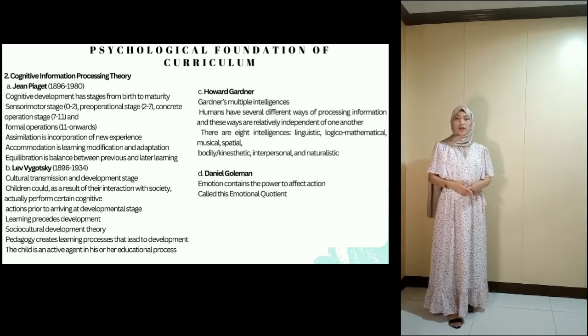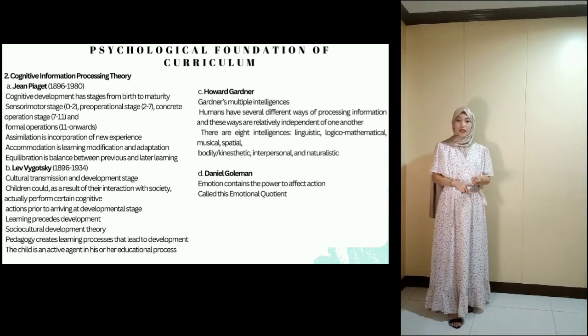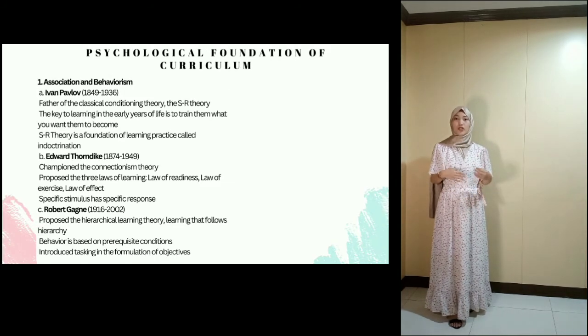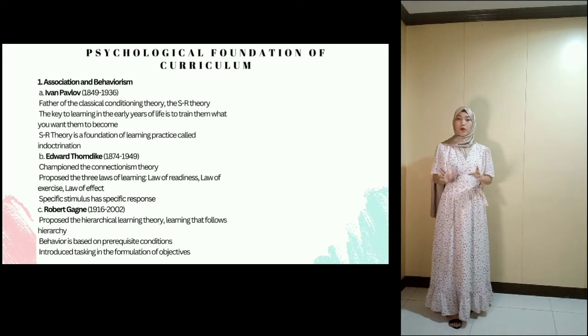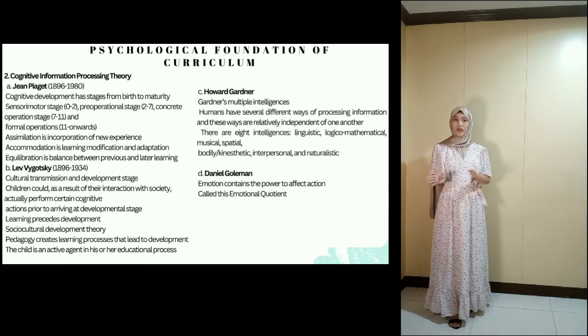Now for the cognitive information processing theory, we have Jean Piaget, Lev Vygotsky, Howard Gardner, and Daniel Goleman. Jean Piaget, 1896 to 1980: according to him, cognitive development has stages from birth to maturity. The sensorimotor stage is from ages 0 to 2, the preoperational stage from 2 to 7, the concrete operational stage from 7 to 11 years old, and the formal operations stage from 11 years onwards.